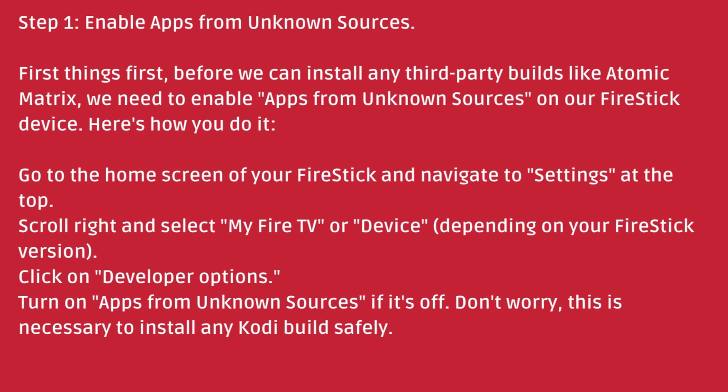Go to the home screen of your FireStick and navigate to Settings at the top. Scroll right and select My Fire TV or Device, depending on your FireStick version. Click on Developer Options. Turn on Apps from Unknown Sources if it's off. Don't worry, this is necessary to install any Kodi build safely.